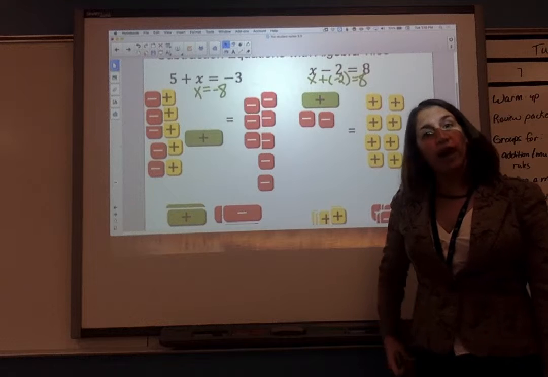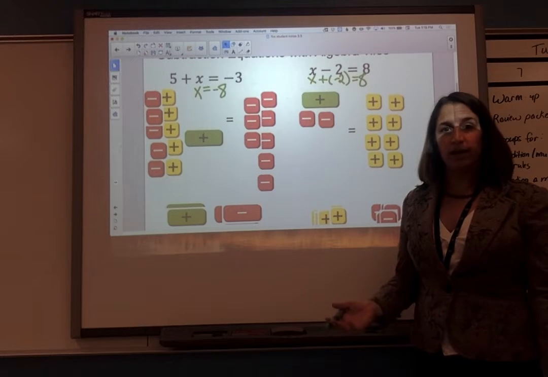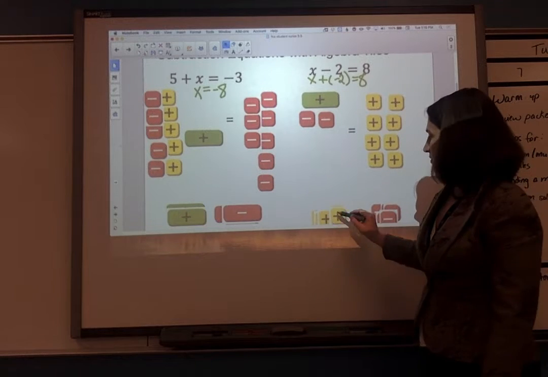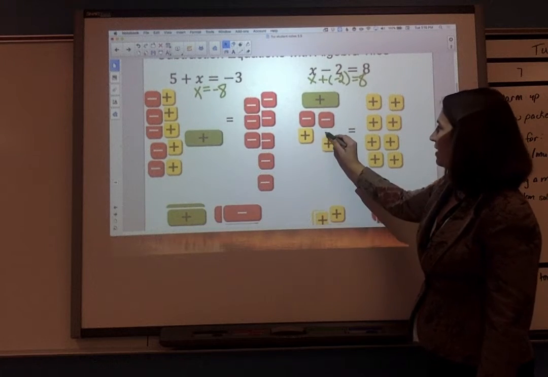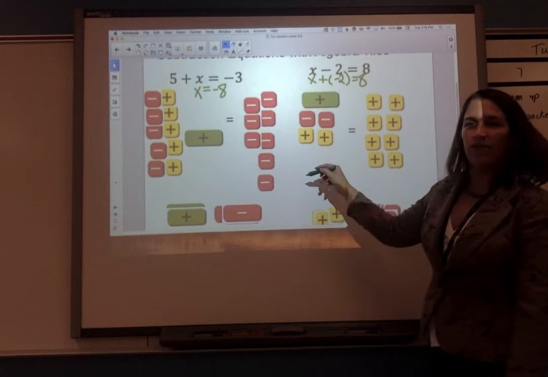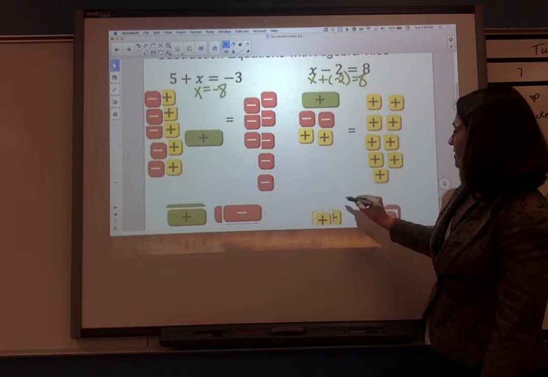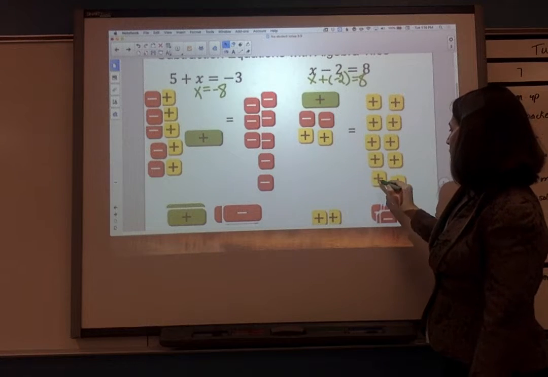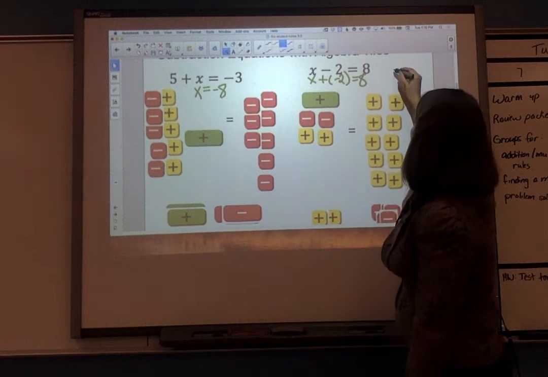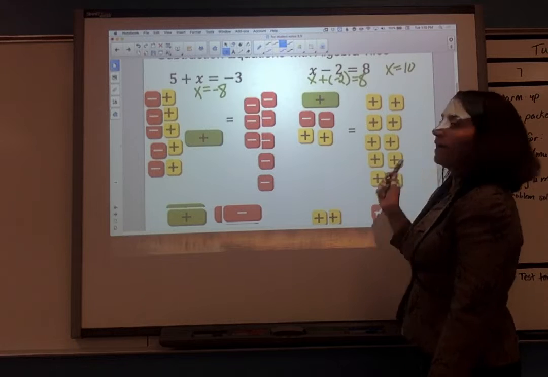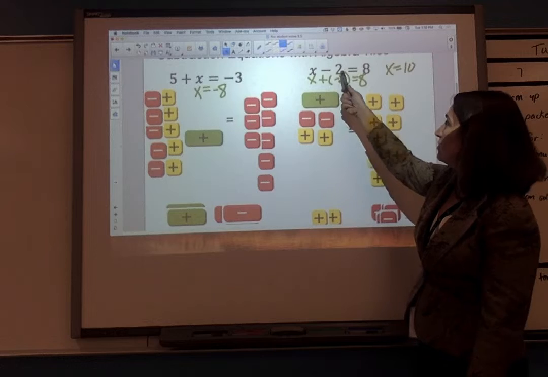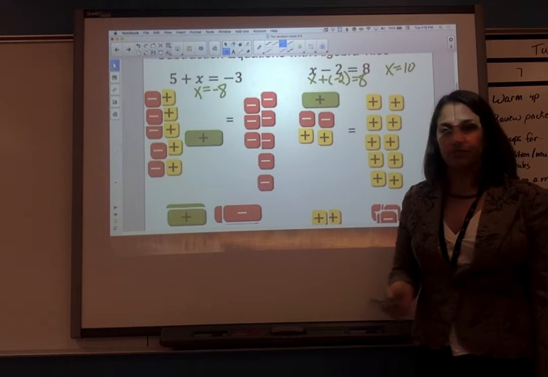So again, to solve for x, I want to have x completely by itself. So I don't want these 2 negative counters to be with x. So I'm going to add 2 positive counters to cancel those out into 0 pairs. But whatever I add to the left side, I need to add to the right side as well. So now I can see with my counters that x equals 10. And again, I can put this back into my original equation to say 10 minus 2 equals 8, and that is true.